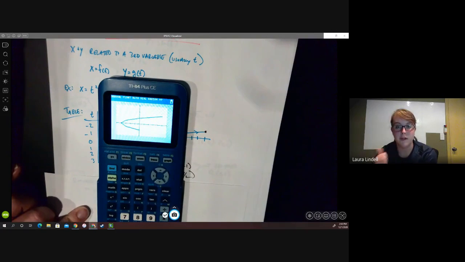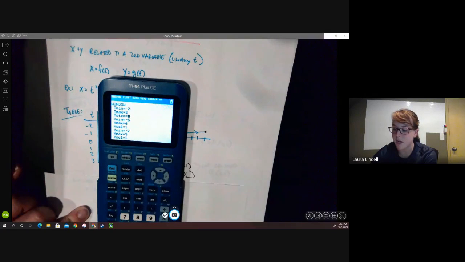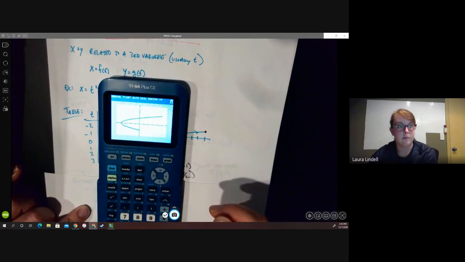If you want it to, one, slow down a little bit, and two, graph a more smooth curve, you can also change your window and the step size for time. If I change it to 0.1 instead, it graphs it a little bit more slowly and a little bit more smoothly.